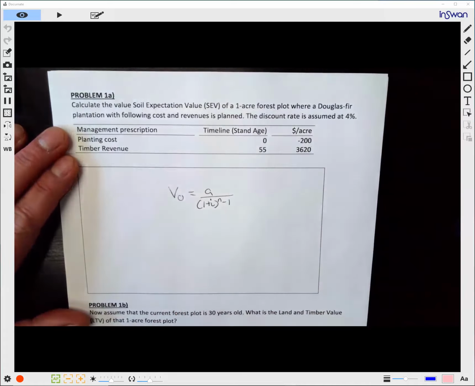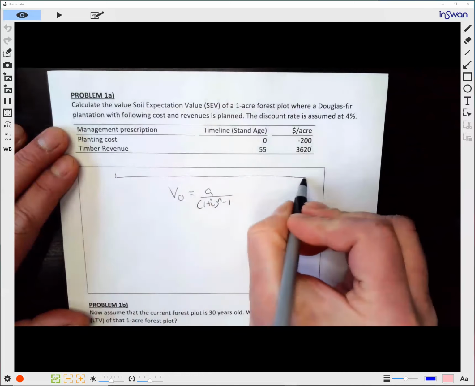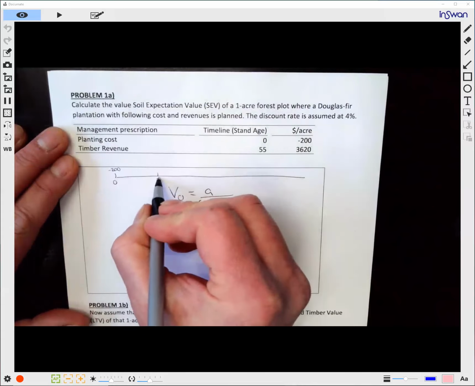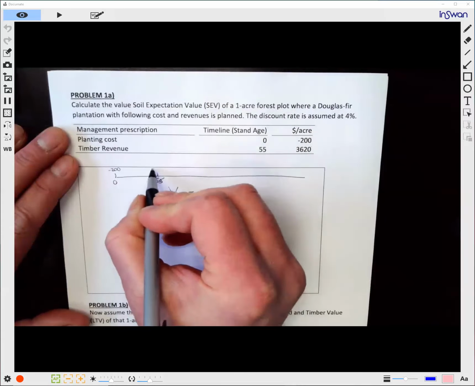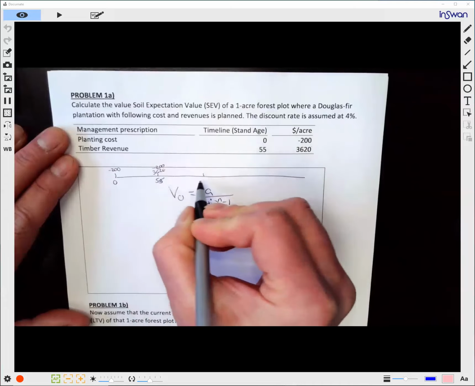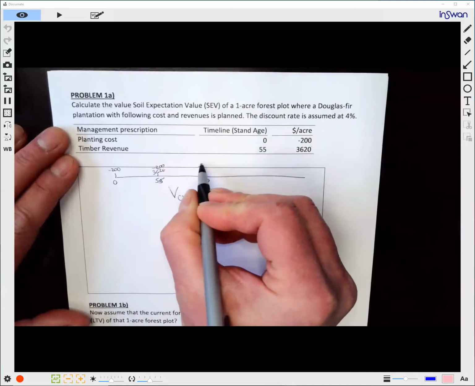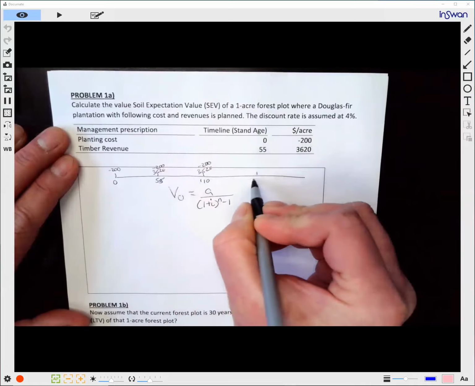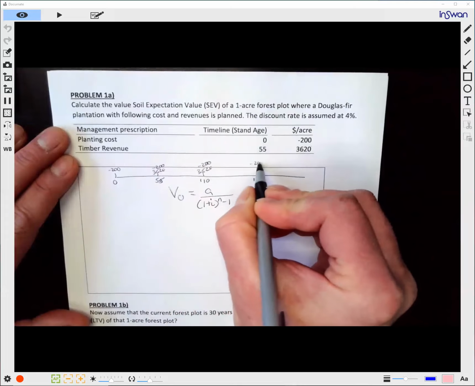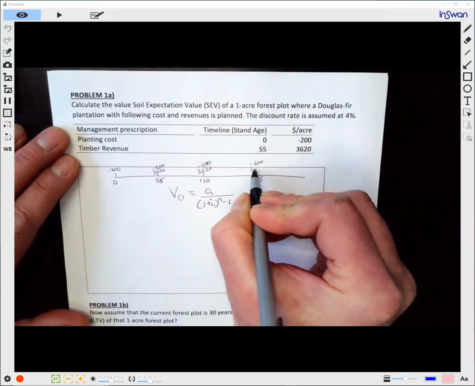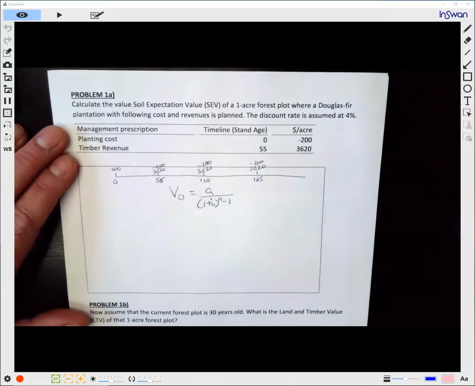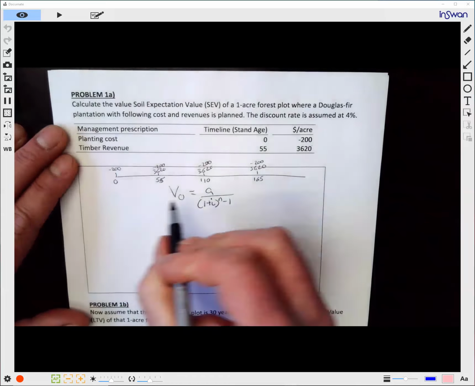Probably should have started with my timeline. So let's do that. I'm in year 0. I have a negative 200. At 55, I have a negative 200 and a 3620. And out here at 110, I have a minus 200 and a 3620, and so on, 165, right? So I have this series that is just going to go on and on and on. I can manage this land in perpetuity here. That's that soil expectation value that I was talking about.